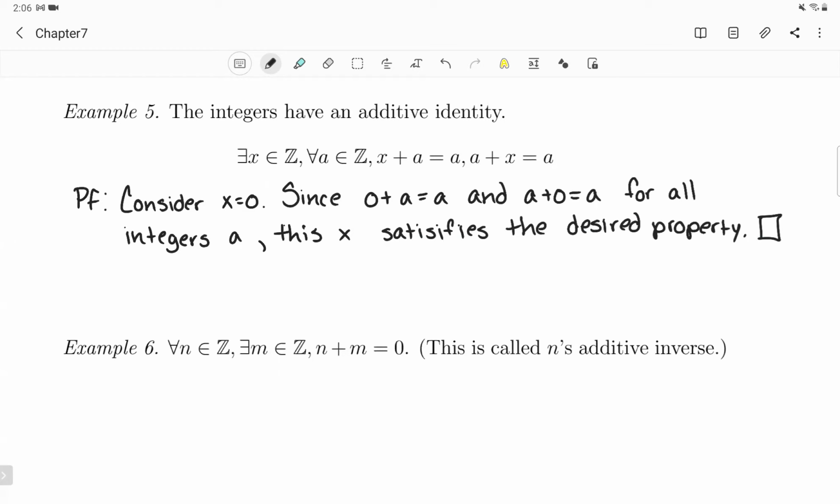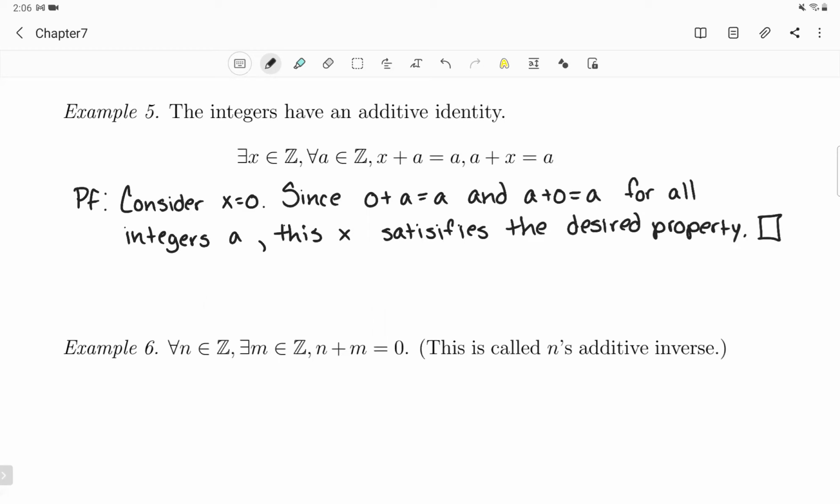Now notice this, we did not prove that 0 is the only thing that works. We just proved that something works because 0 happens to work. In this case, it turns out 0 is the only thing that works, but that would require something else, which we'll show after we do some more existence ones. Everybody okay with that one?